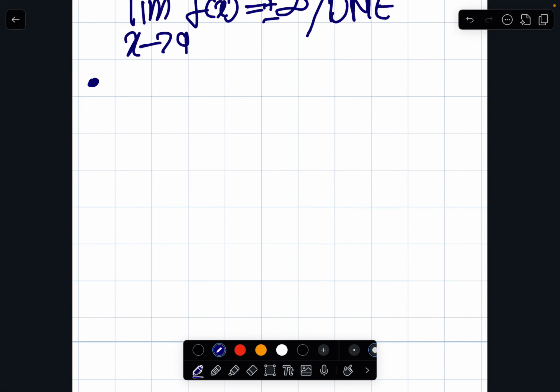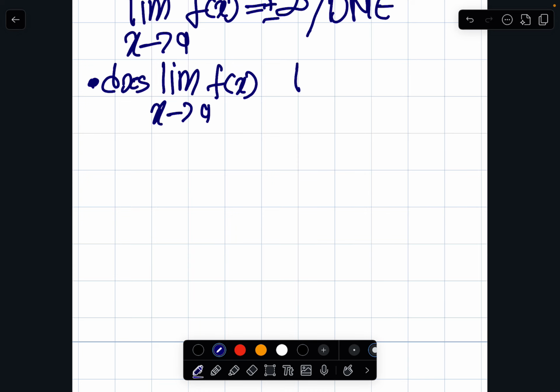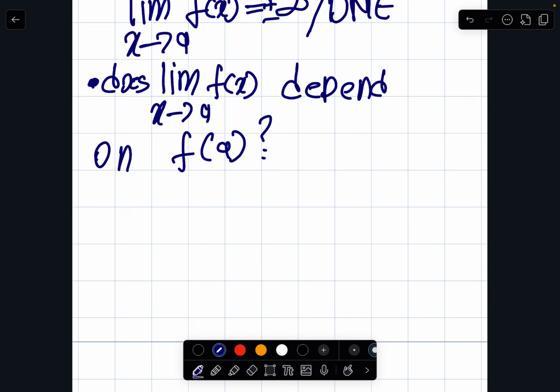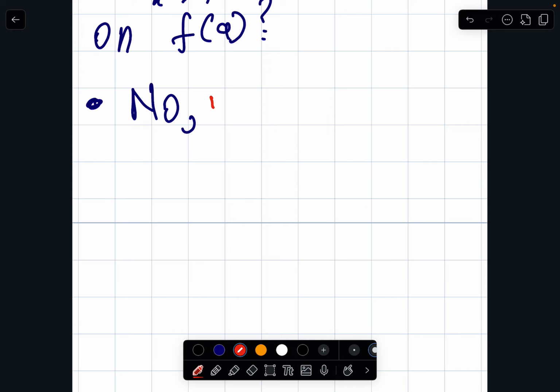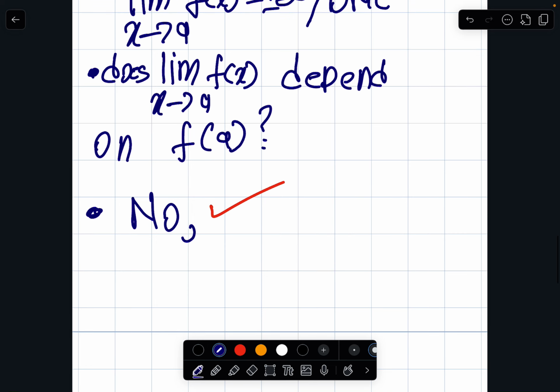Ne? They will tell you, we have the limit as x approaching a of f of x, ne? And they ask, does this thing depend on f of a? Understand? Is a question. Your answer is going to be what? No. And also give reasons, ne? You say no, that is 1 mark, and also give reasons why you're saying no.